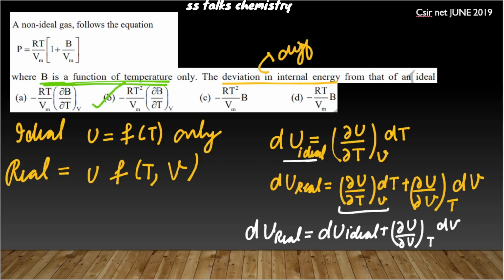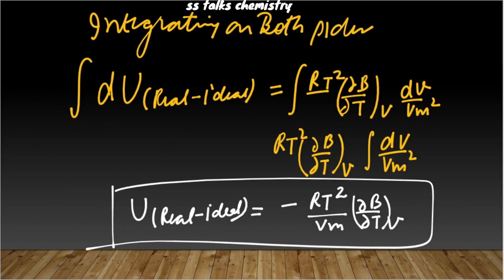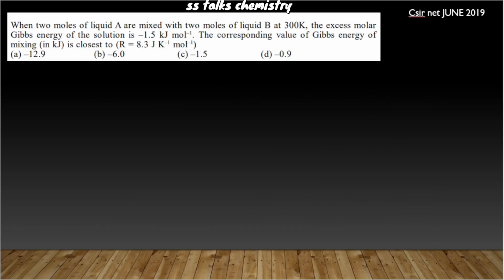So now the next one we are having is this question. It says when 2 moles of liquid A are mixed with 2 moles of liquid B, at a temperature of 300 Kelvin, the excess molar Gibbs free energy of the solution is this one. So the main term is the molar Gibbs free energy and the excess of it has been given, which is minus 1.5 kilojoules per mole. The corresponding value of the Gibbs free energy of mixing in kilojoules is going to be closest to what?